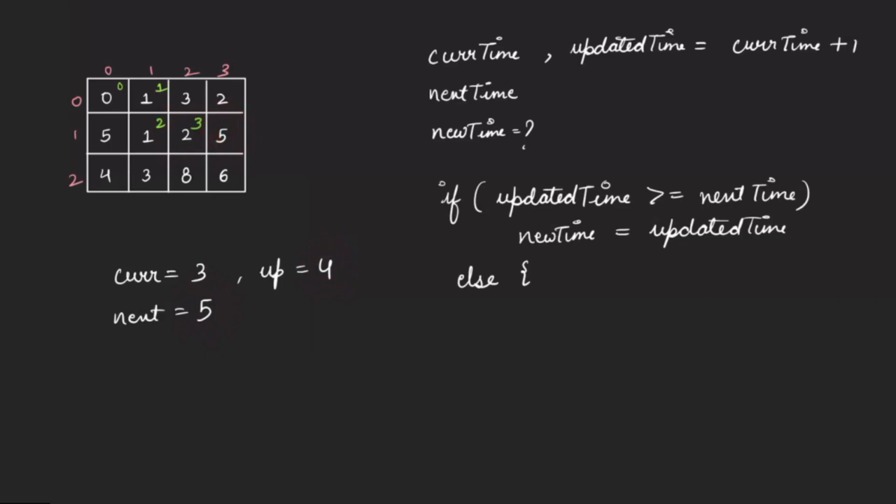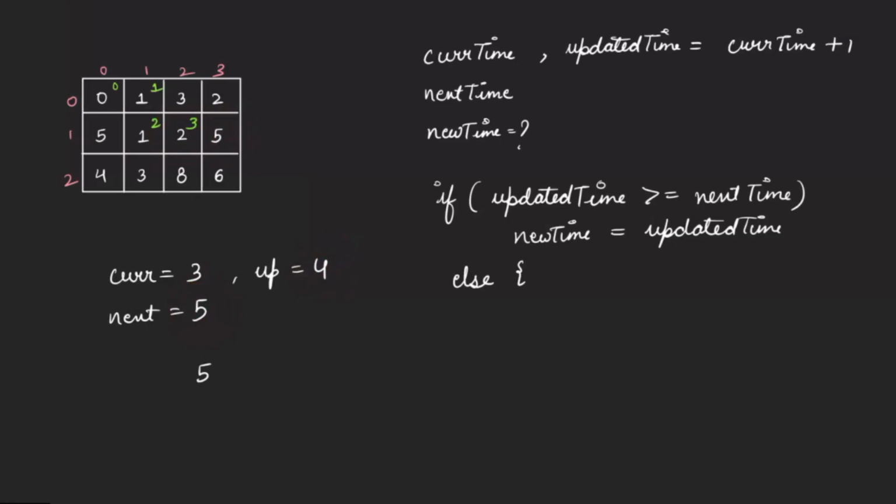And how many seconds do I have to waste? So current time is 4 and the value in the next cell is 5. Then that means 5 minus 4, that is 1. 1 second has to be wasted somewhere, right?